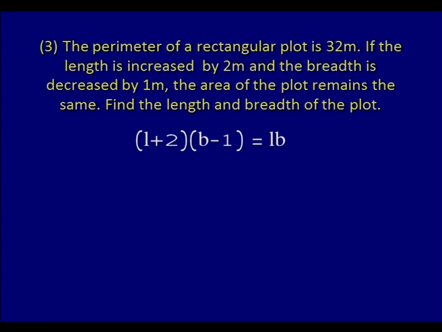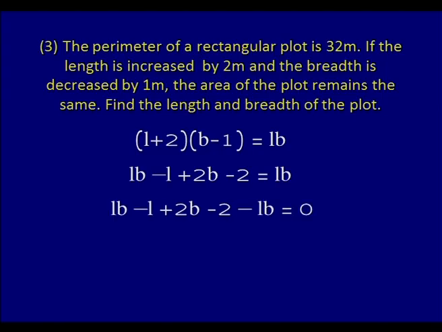By solving, L into B, minus L into 1, that is minus L, plus 2 into B, that is 2B, plus 2 into minus 1, that is minus 2, is equal to LB. If we transpose LB to the LHS, it becomes LB minus L plus 2B minus 2 minus LB is equal to 0. Plus LB and minus LB get cancelled, then minus L plus 2B minus 2 is equal to 0. By simplifying this, we get L minus 2B plus 2 is equal to 0.